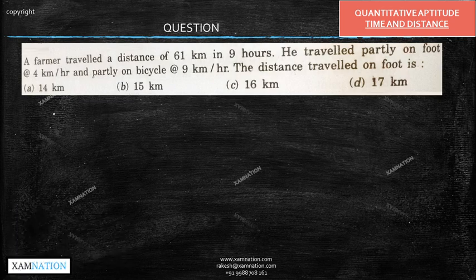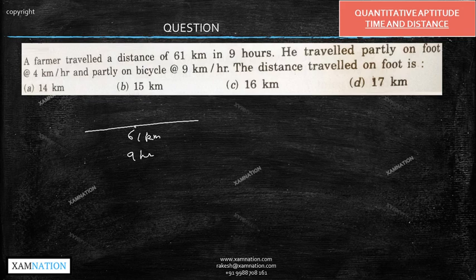Okay, so basically a farmer travels a distance of 61 kilometers in 9 hours. So there are 61 kilometers and 9 hours, and he traveled partly on foot at 4 kilometers per hour, and partly on bicycle at 9 kilometers per hour.